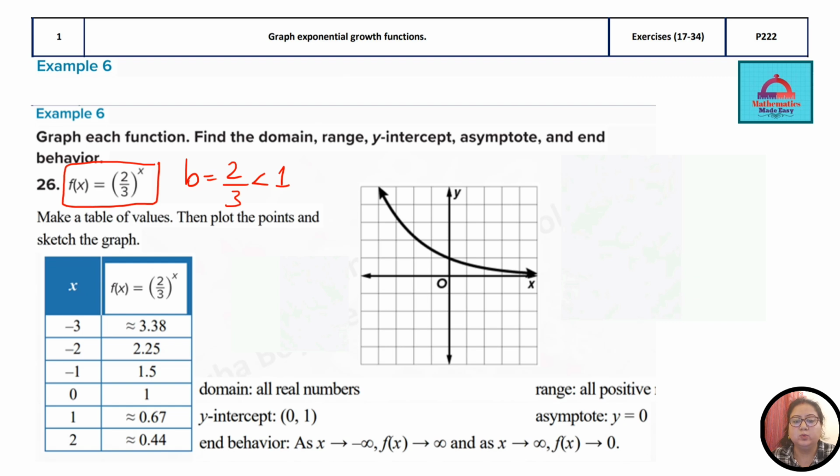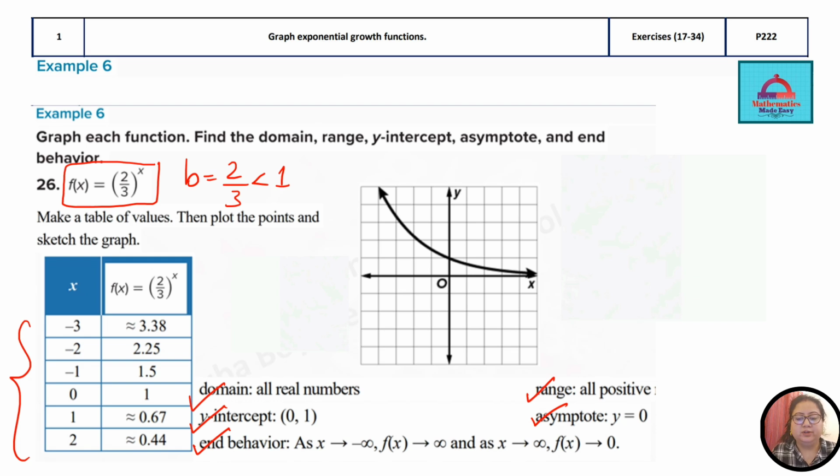We do the same thing. We take the table of values, we take 6 points, join them, get the decreasing graph, and find the domain, the range, the y-intercept, the asymptote, and end behavior. And as you see, for these same kind of decay function, all these points are almost the same.